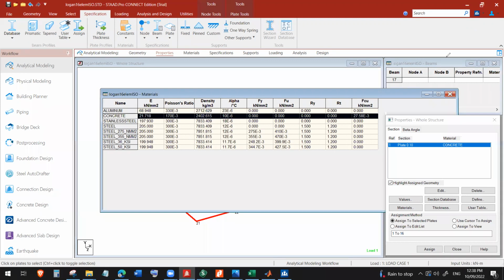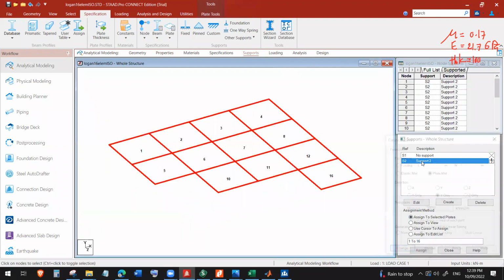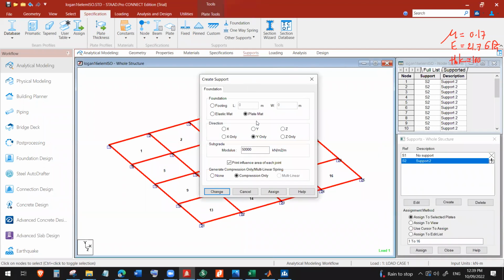Okay, let me check that. Poisson ratio 0.17, elasticity 21.7 gigapascal, and thickness 100 mm. Okay, so with the supports here, again, it's a plate mat with a 50,000 kilonewton per cubic meter modulus of subgrade.